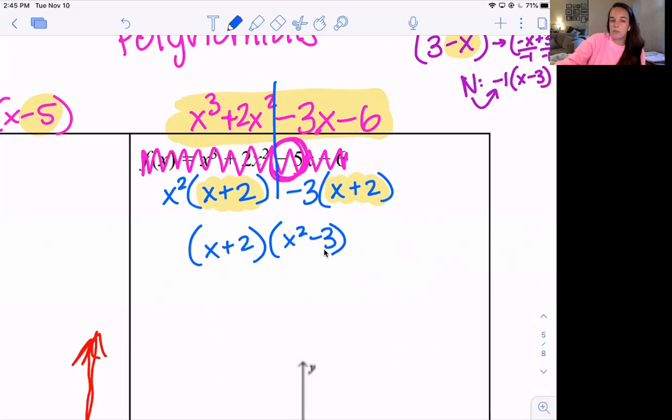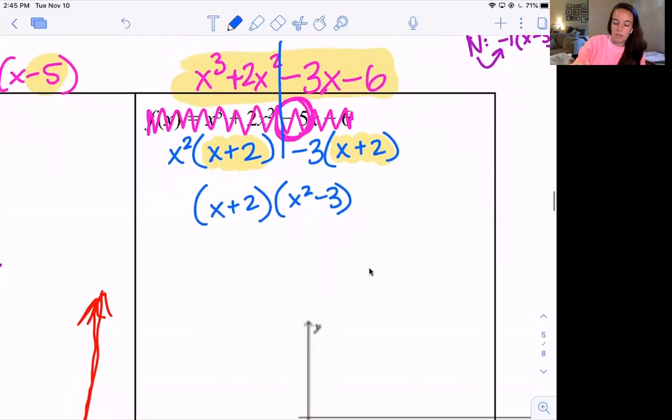Is 3 a perfect square? Is there anything we can do with that? Like, can we break it down? No, it's not a perfect square, right? We have 4 is 2 times 2, but 1 is 1 times 1. So nothing we can do there.